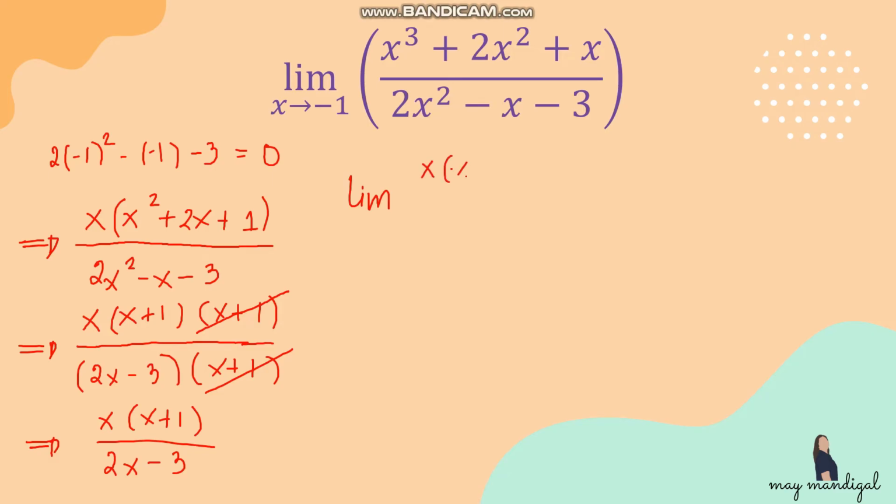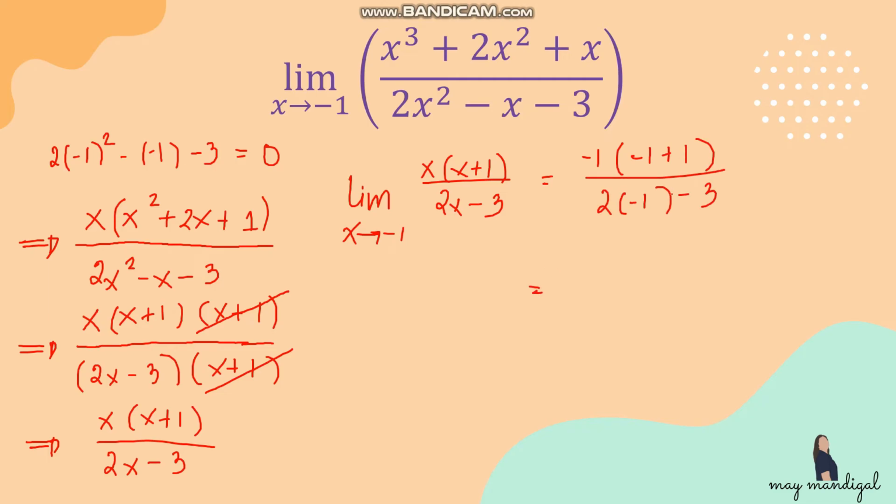So x times x plus 1 all over 2x minus 3 as x approaches negative 1. Let's substitute negative 1 times negative 1 plus 1 all over 2 times negative 1 minus 3. So the numerator will be 0 all over negative 5, which if we simplify is just equal to 0. That means our function approaches 0 as x approaches negative 1.